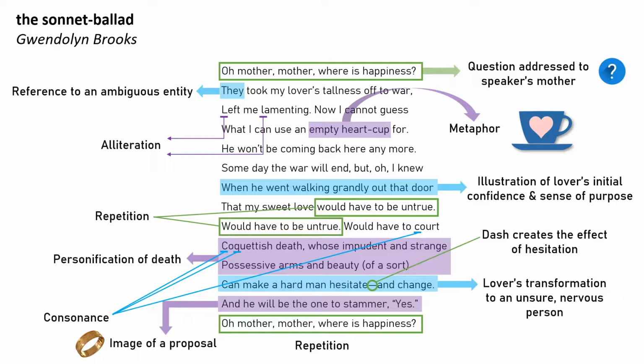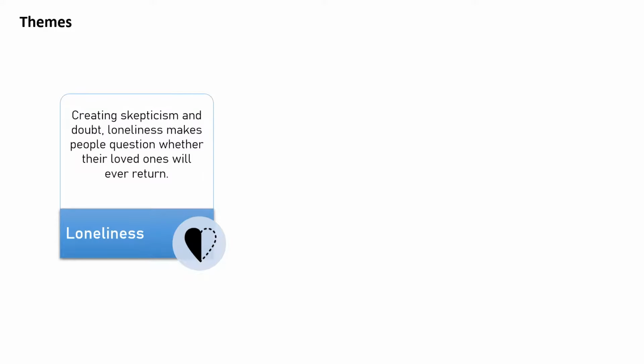Poems ultimately convey themes, or larger universal ideas about the human experience. So let's think about three key themes that are depicted in this poem. The first surrounds the idea of loneliness. Creating skepticism and doubt, loneliness makes people question whether their loved ones will ever return.